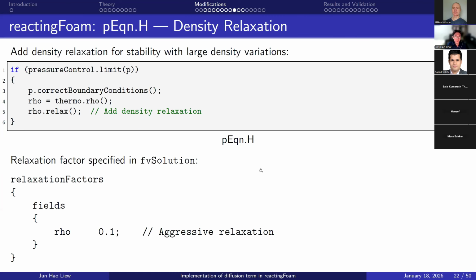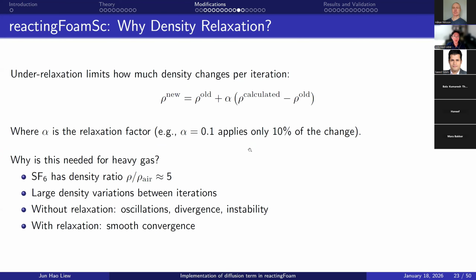And then finally, the P equation, right at the end of the header file, we add the line rhoRelax for density relaxation. So why do we need density relaxation? This under-relaxation limits how much the density changes per iteration. So basically the new density is calculated based on the old density, plus the relaxation factor times the calculated value minus the old density value. So in other words, it only applies 10% of the change if you put 0.1, or 0.3 means 30%, and so on. So why is this needed?